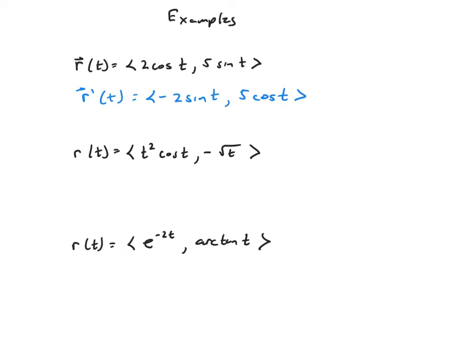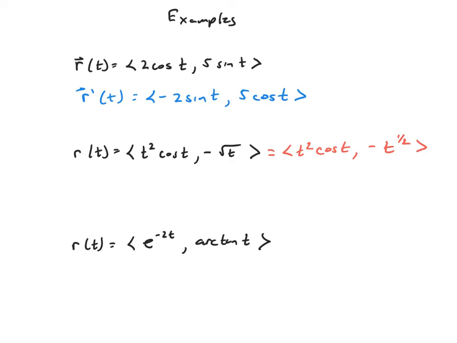Now on this next one, r of t in this case is t squared cosine t. So you'll notice we do have a product rule that we have to take into account, and the vertical component is negative square root of t. So in this case, I'm going to start out by thinking of this as t squared cosine t, and then negative t to the 1/2 power.